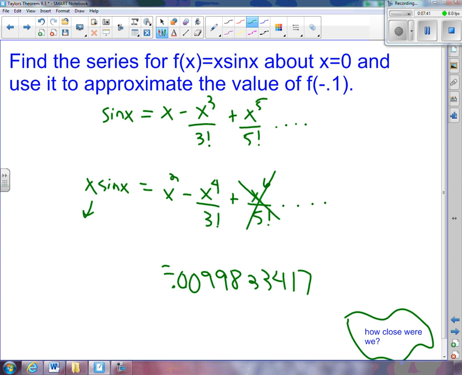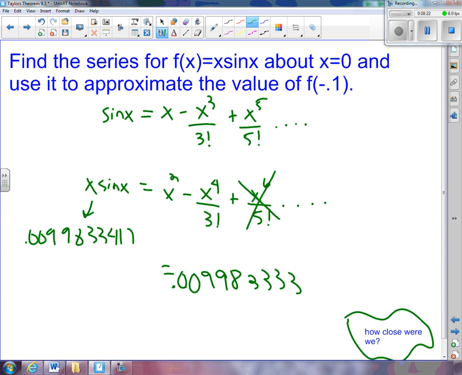Just hit second entry in your calculator and just do that. You redid it all? Yep. So what do you get then? 0.00998333, it should be 3, 3, 3, 3. It's just threes. Whatever. Okay, so then this is actually 0.00998333417. So that extra term made it more accurate, which makes sense.